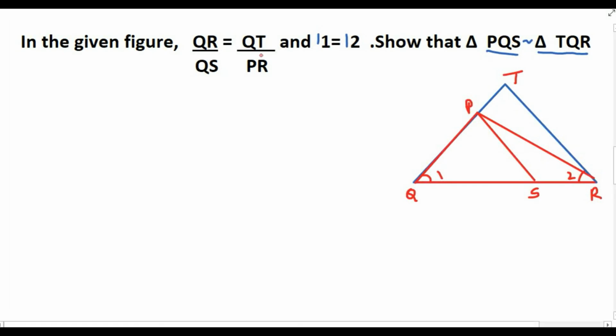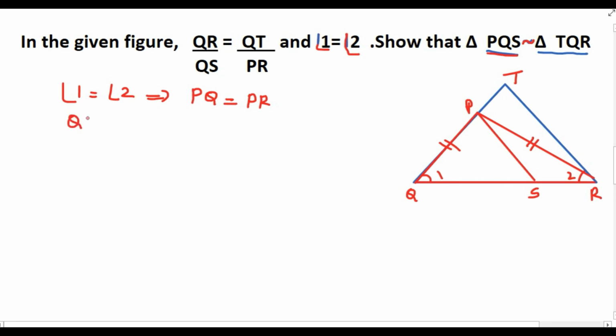So in next question, in the given figure, QR divided by QS is equal to QT divided by PR and angle 1 equal to angle 2. We need to show that triangle PQS is similar to triangle TQR. So first we will use what condition they have given, angle 1 equal to angle 2. That means these two angles are equal, sides opposite to them will be equal. I can write PQ equal to PR.